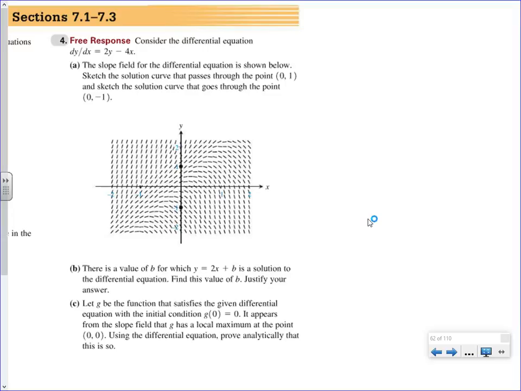You would just have to, for A, draw it on the slope field. Just don't draw the slope field, just sketch what the one that you would sketch would look like. Does that make sense? Just a single solution.